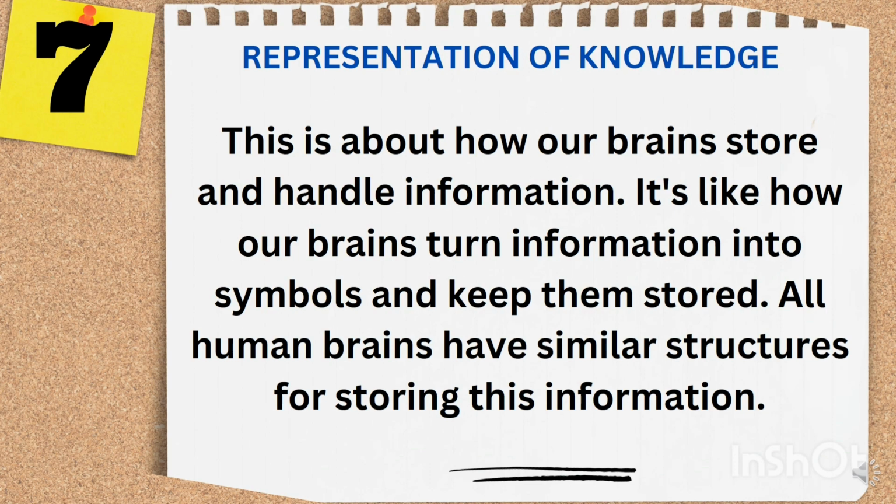Seventh is representation of knowledge. This is about how our brains store and handle information. It's like how our brains turn information into symbols and keep them stored. All human brains have similar structures for storing this information.